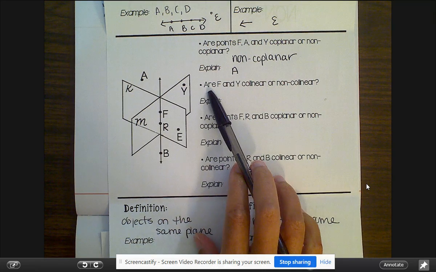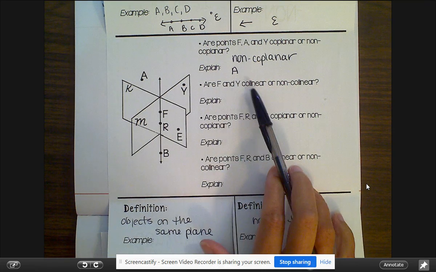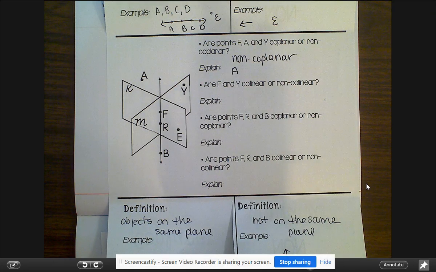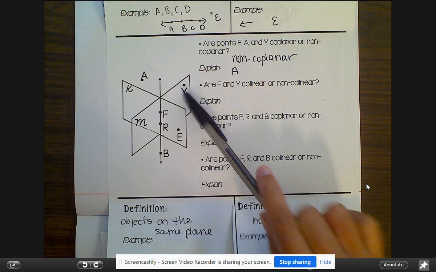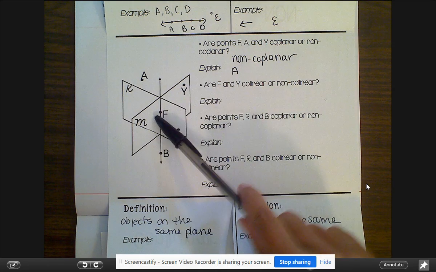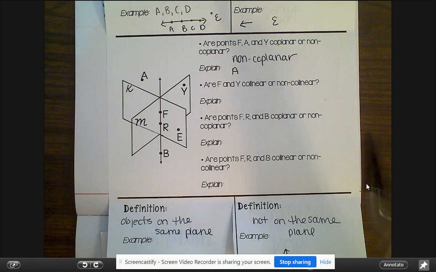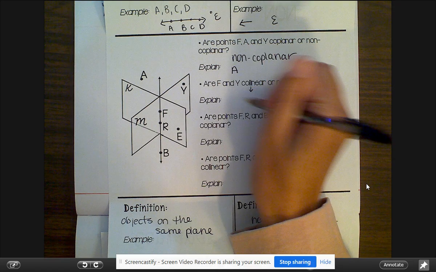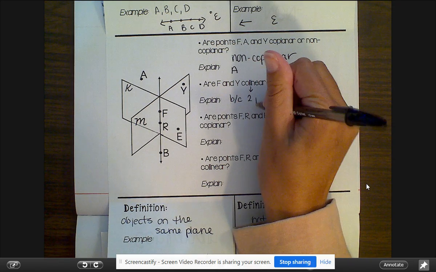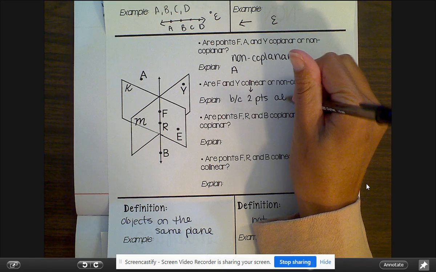Okay, next, are F and Y collinear or non-collinear? I always love this question because it really makes you think about things. So F and Y, looking at a picture, I would say not collinear because they didn't draw a cute little line between them. However, if I have 2 points, I can always draw a line. So I'm going to leave this one up to you. You can write what you want, but you got to explain it. So I'm going to go with collinear because 2 points always make a line.